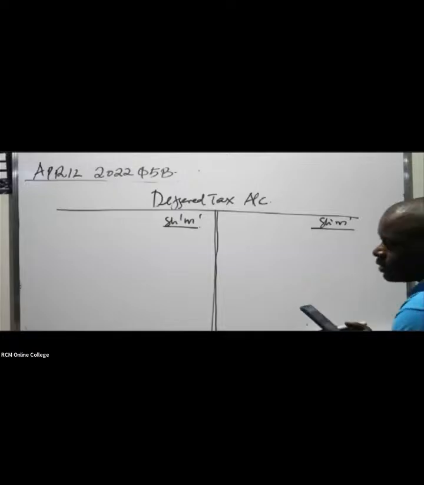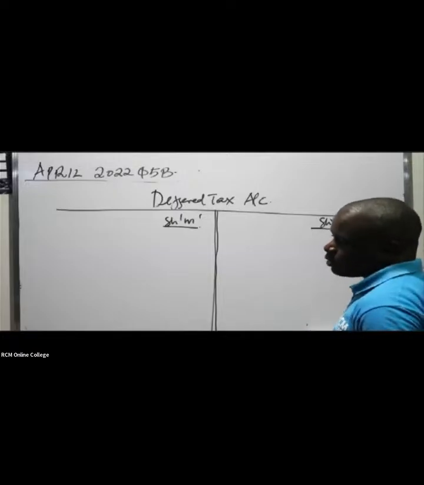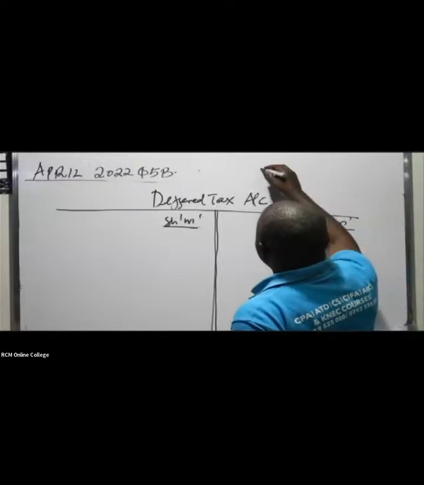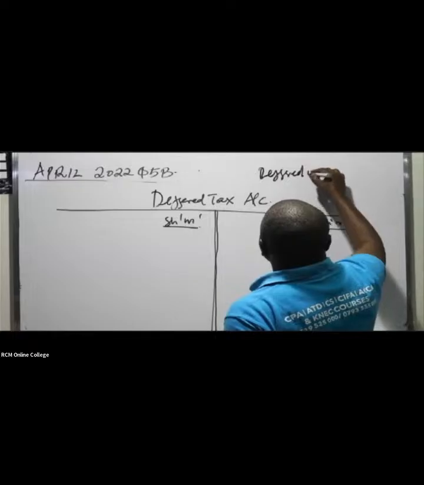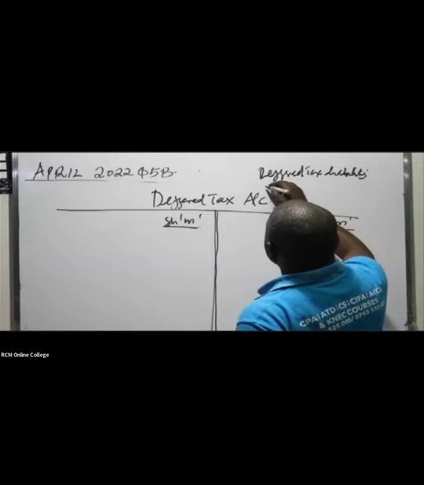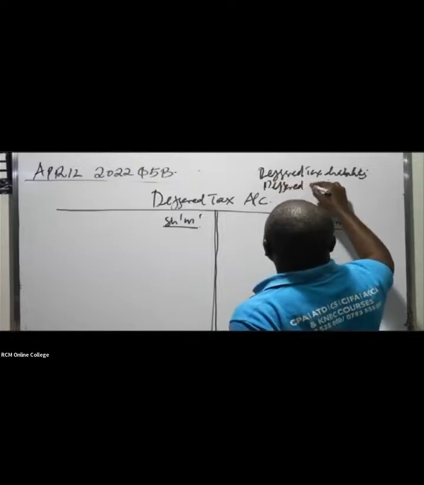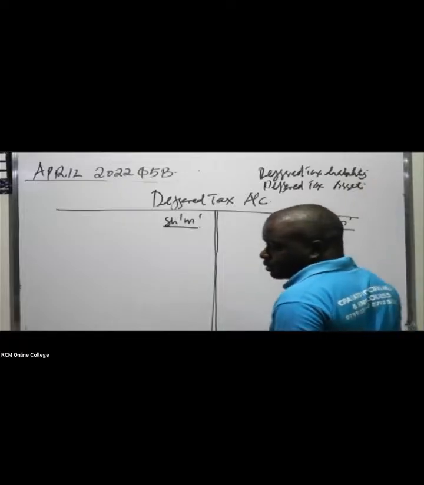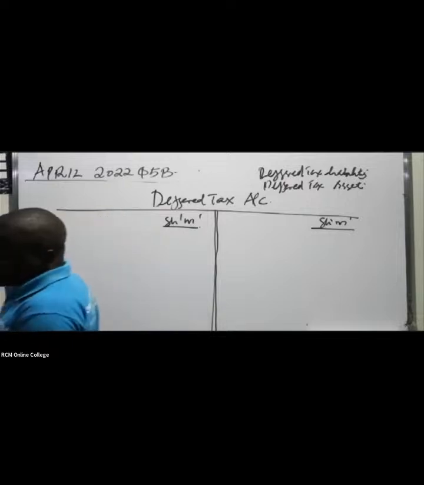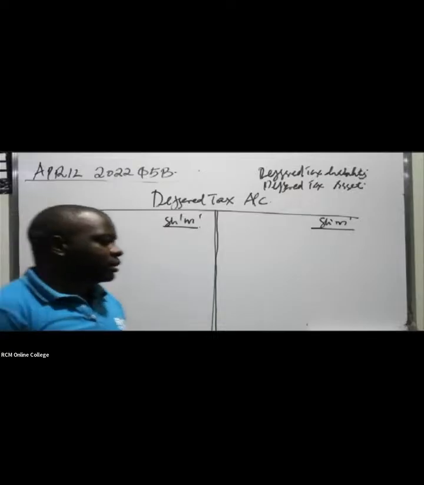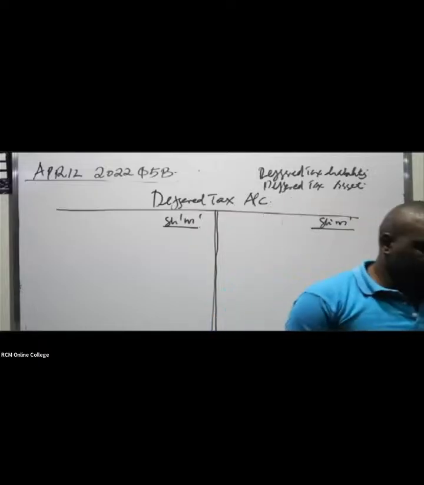So maybe I can help you juggle your mind. Remember, you've been told deferred tax liability. What about if you are told the deferred tax asset? Would you have debited or credited? In this case, you're told the deferred tax asset as at 1st of November was 270 billion.